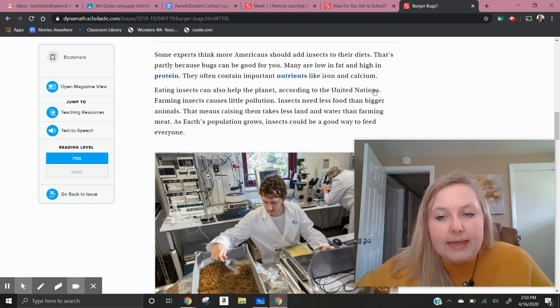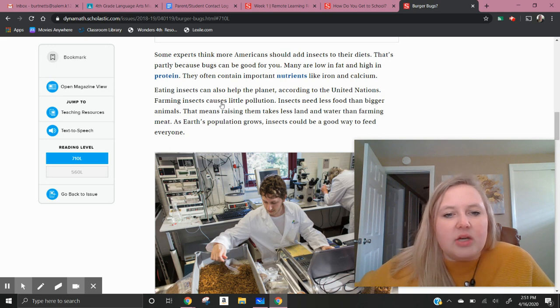According to the United Nations, farming insects causes little pollution. Insects need less food than bigger animals. That means raising them takes less land and water than farming meat. As Earth's population grows, insects could be a good way to feed everyone.